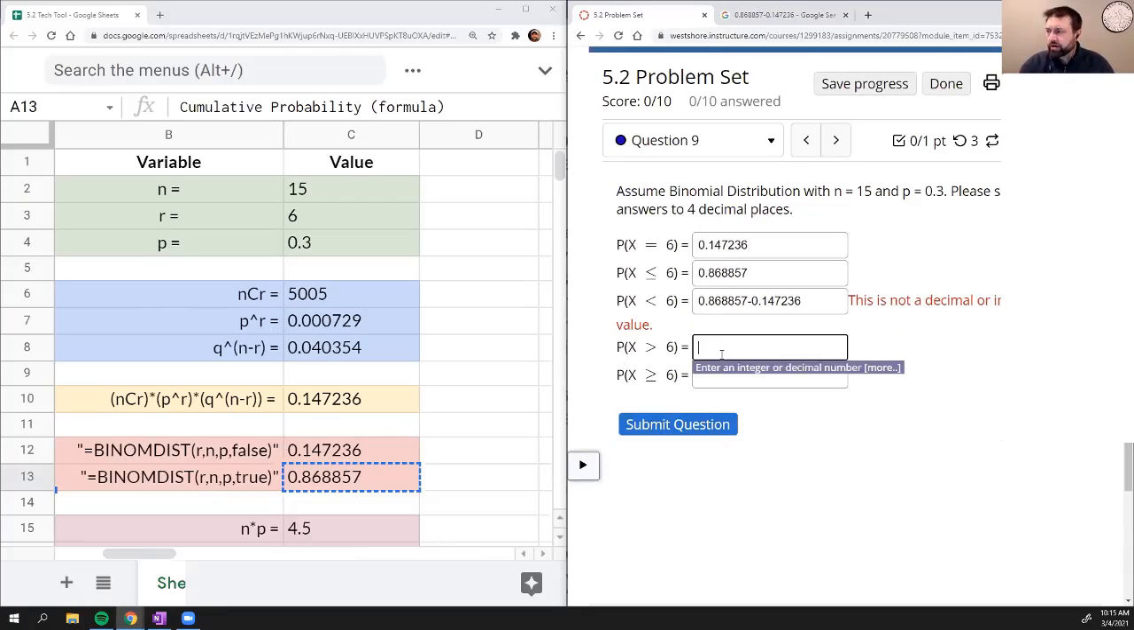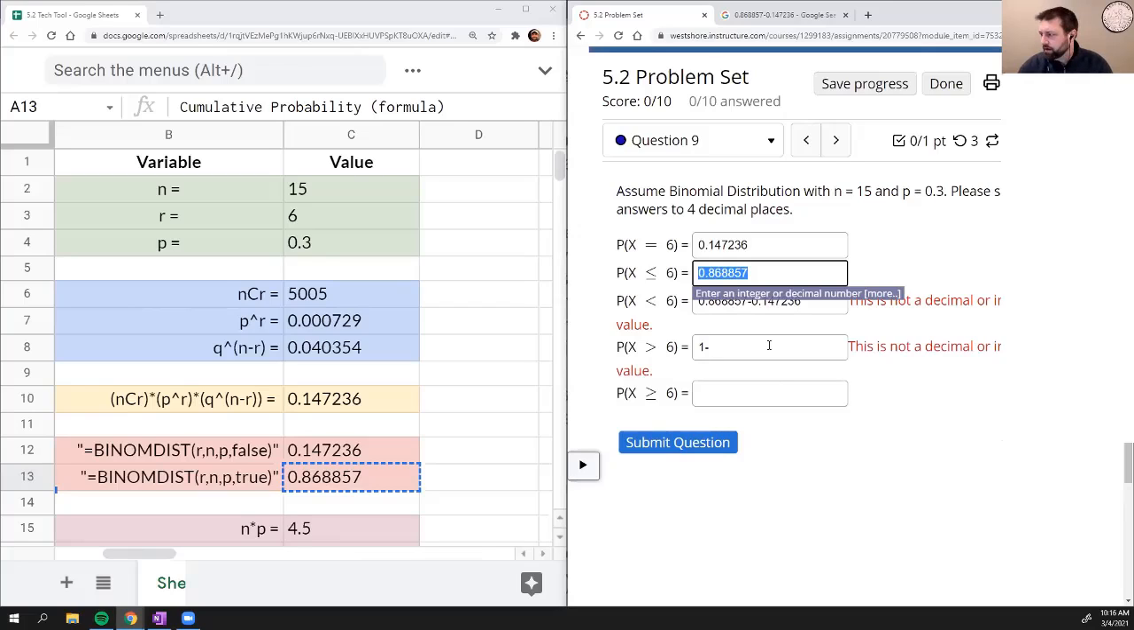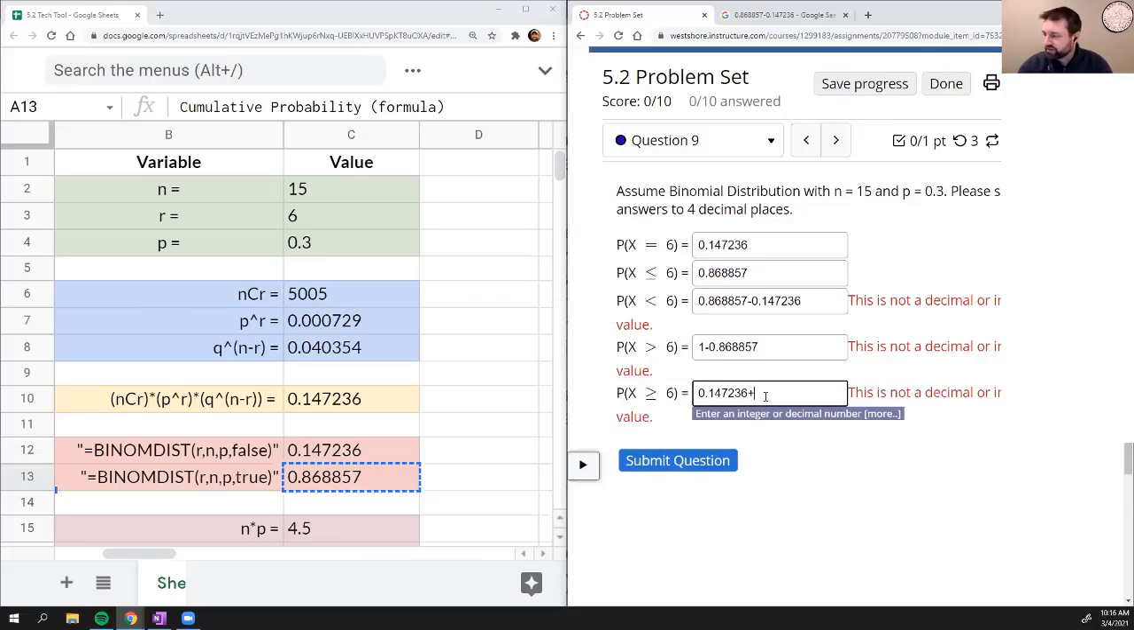Okay, what about greater than 6? And here's where you have to use the idea of a complement, right? If this value is less than or equal to 6, then the values greater than 6 have to be 1 minus that value. So we'll put that right there. And then finally, what is the value greater than or equal to 6? Well, it's going to be the equal to 6 plus the greater than 6.